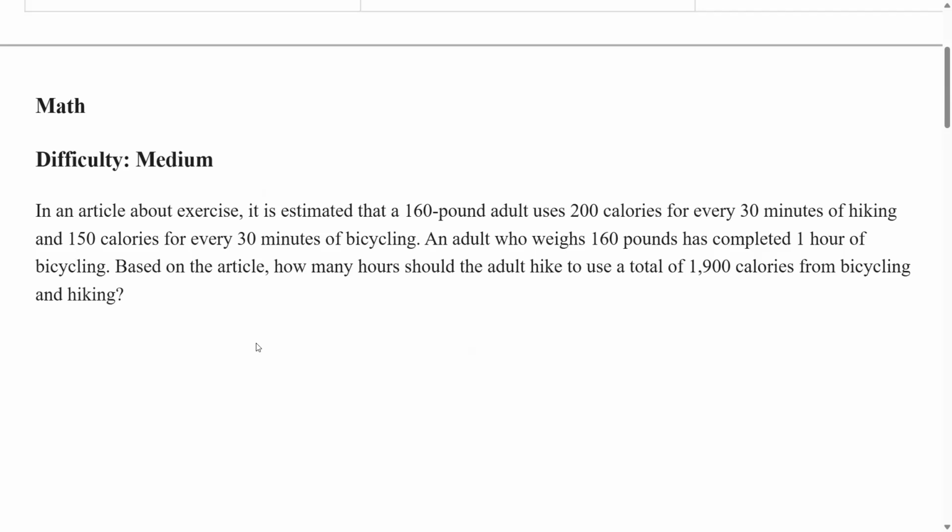So he has completed 1 hour, so he used 300 calories. So there are 1,600 calories remaining, and he uses 200 calories for every 30 minutes. So if we divide 1,600 by 200, that gives you 8.